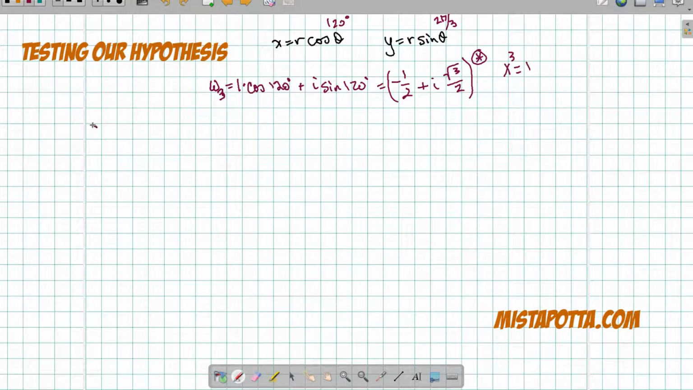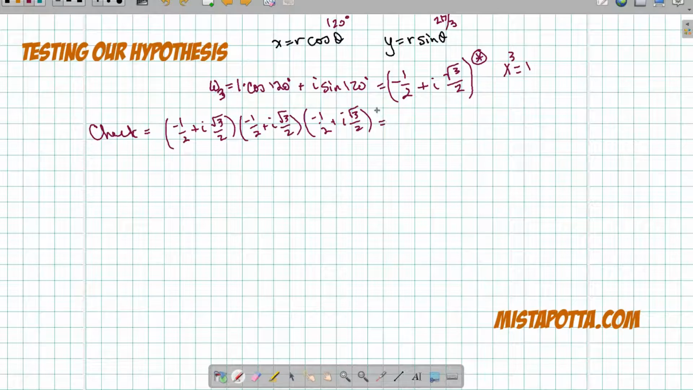Well, let's check it. So I want to take this and multiply it times itself, then multiply it times itself again. And my question is, is this in fact equal to 1?